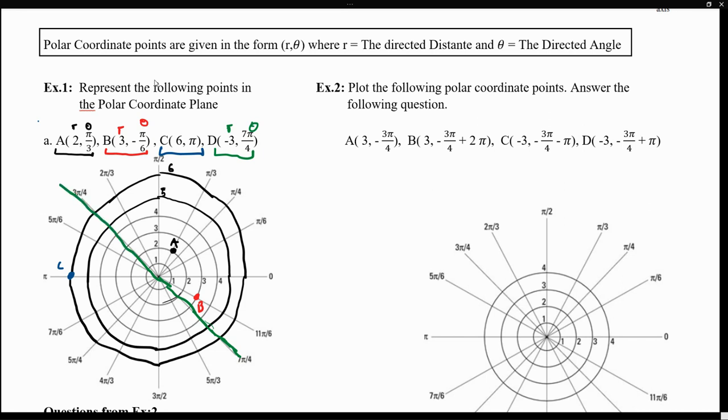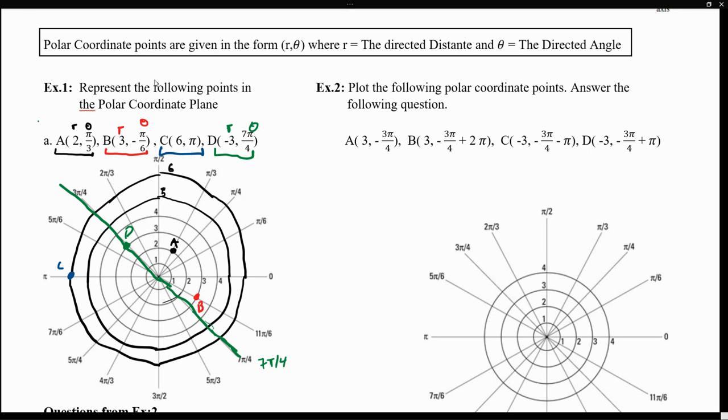So this green line is a straight line that still uses the angle of 7 pi over 4. But since I want to go in the negative direction, I'm not going to plot my point going 1, 2, 3 units toward 7 pi over 4. I'm actually going to go 1, 2, 3 units in the opposite direction. So let me explain this one more time.